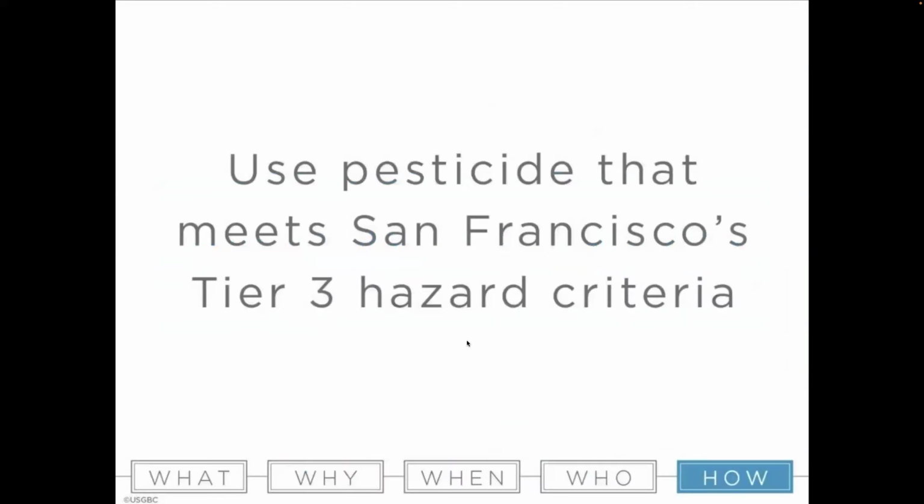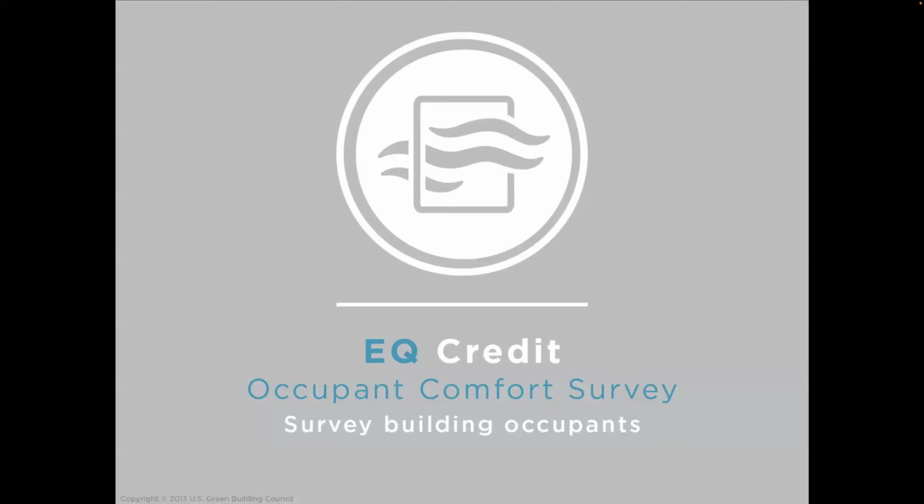All right, and then if you have to use a pesticide, I guess we can't do that anymore, but if you did in version 4, there's the San Francisco Tier 3 hazard criteria, and you want to make sure that it meets that. They have a website where you go and look up the products that you use, and say, okay, we use that product. It'll tell you what tier it is. And if it's not the tier that's required, you have to replace it.